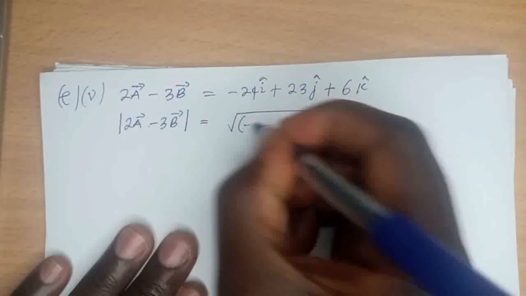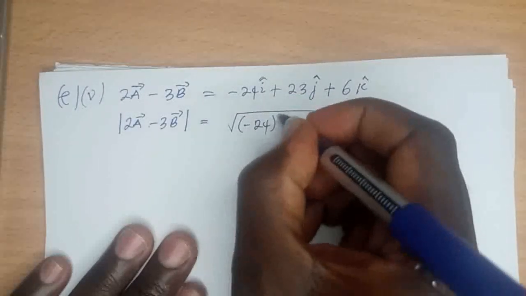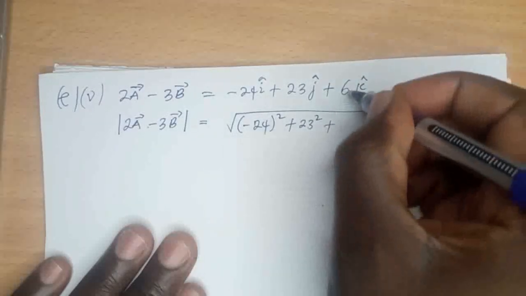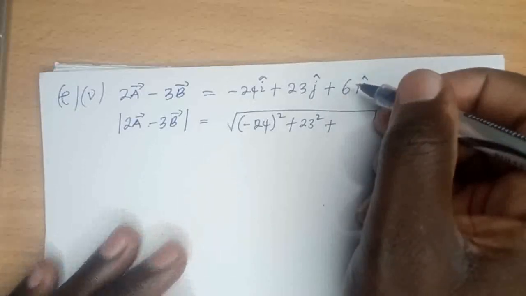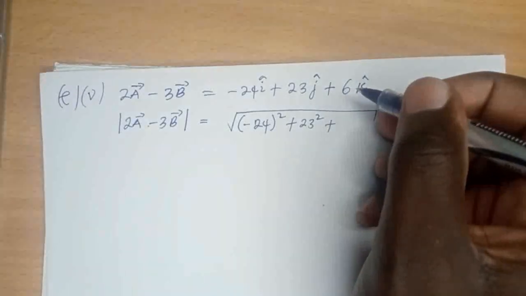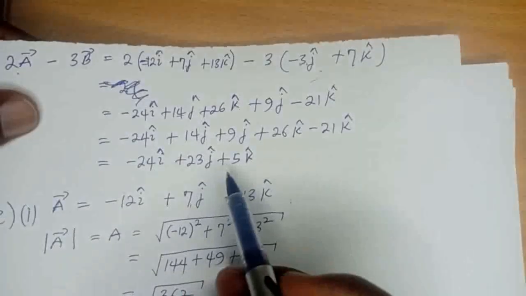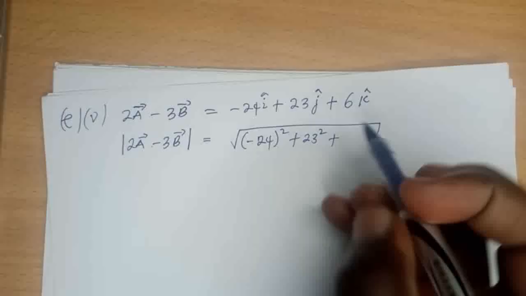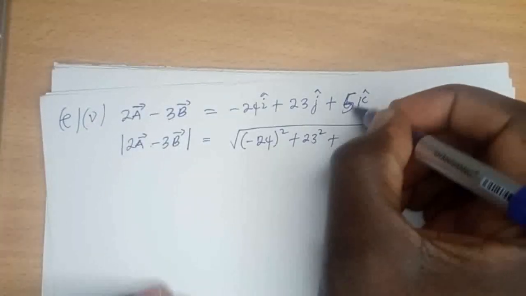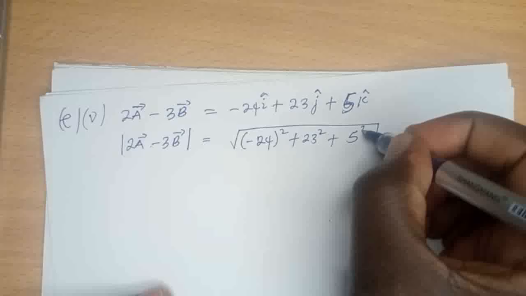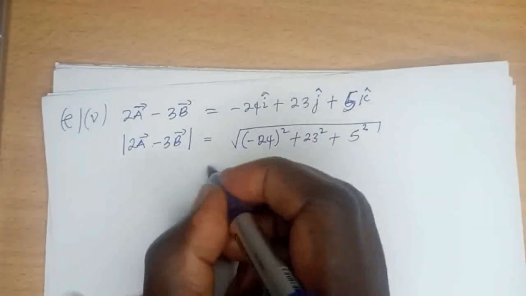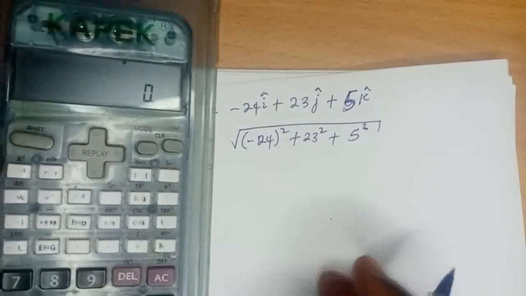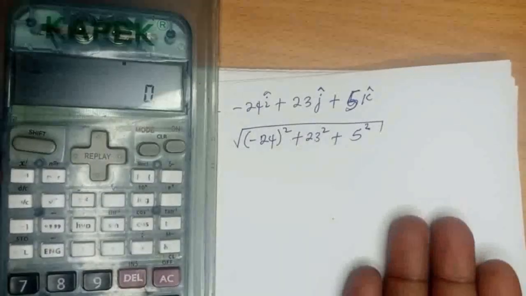Again, I have minus 24 squared plus 23 squared plus this one is only 6 here. Is it 6? I'm sorry, let me check again. What we have here is 5 minus 24 plus 23 then plus 5, so this is not 6, this should be 5 and then I square the 5.